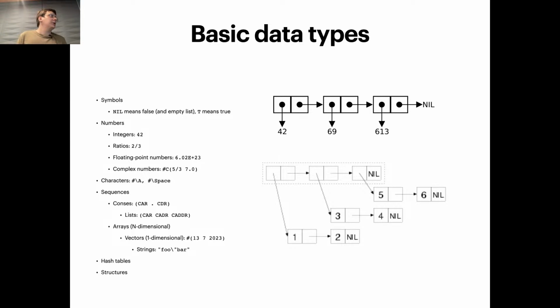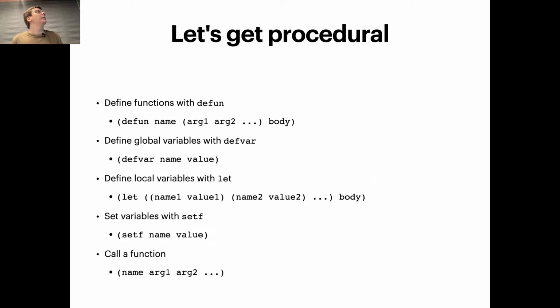And then we have multidimensional arrays. They have a more specific, one-dimensional form called vectors, and vectors of characters are strings. They look like this. Then we have hash tables, and we have structures like in other languages.